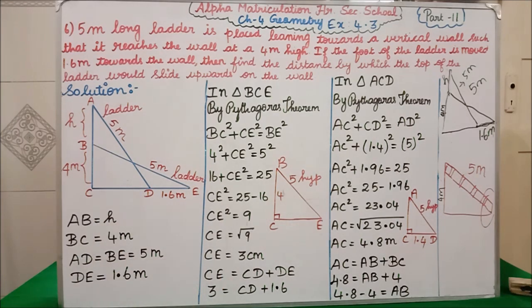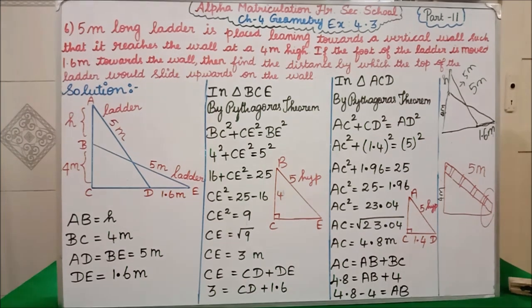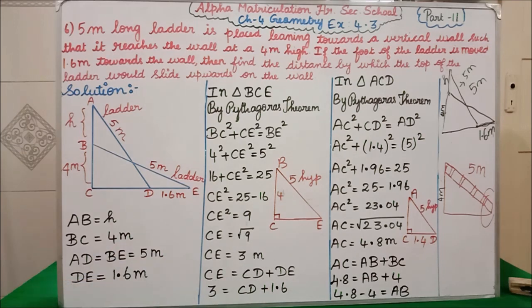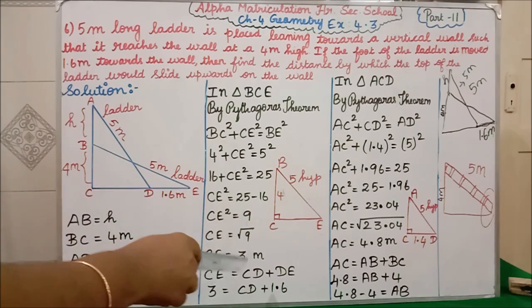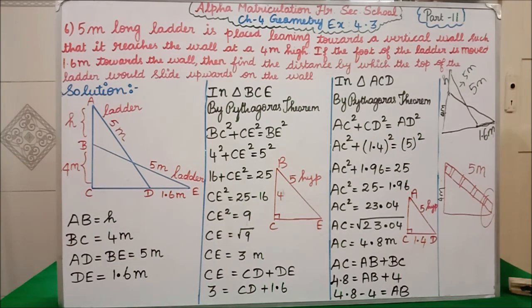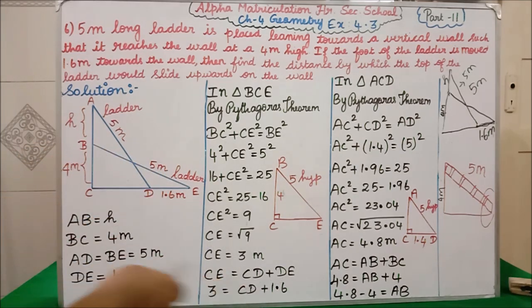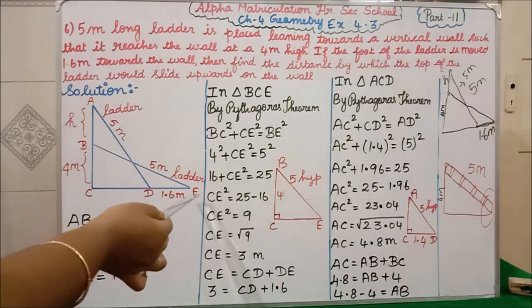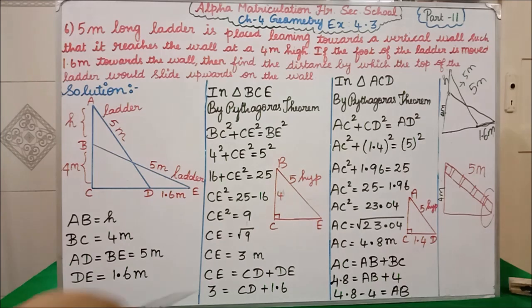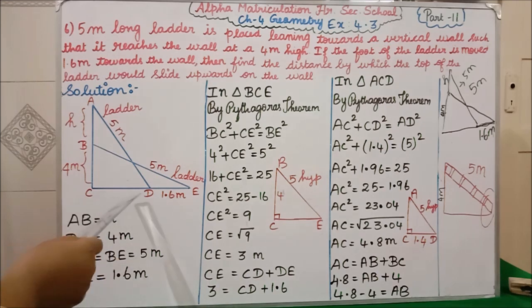Means CE is the square root of 9. The square goes to the other side as a square root. Square root of 9 is 3 meter. Clear, all of you? CE equals 3 meter. The full length CE we have found is 3 meter. Next step, this full length CE, how can we write it now? CD plus DE we can write, isn't it? This full length CE we can write as CD plus DE. That only I have written here. CE we have found as 3 meter equals CD. This length we don't know.